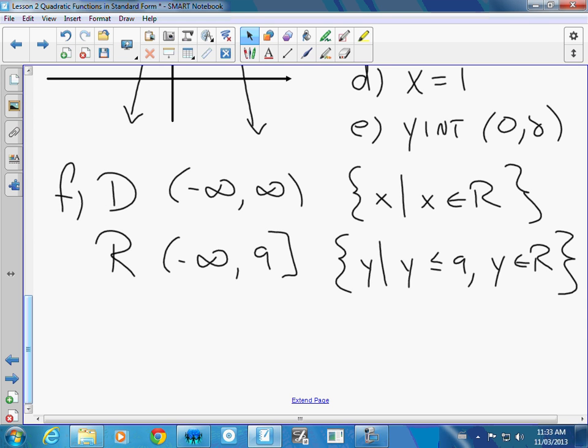Do those make a little more sense now that you've seen them from last week? The two different types, interval and roster notation? Get used to seeing them both.